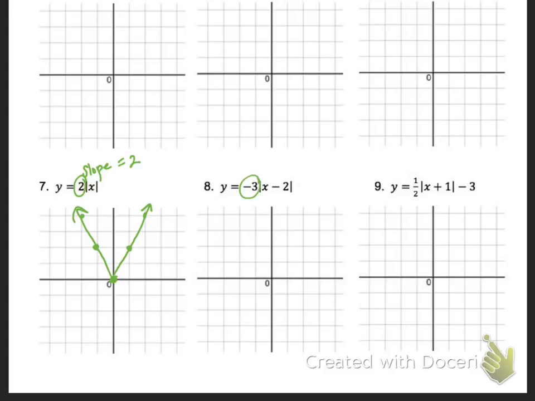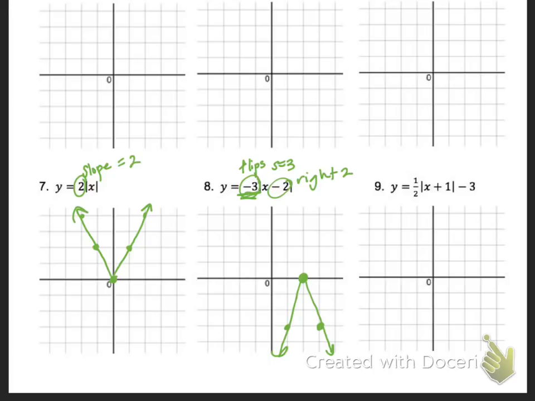Number 8, it now flips. I have a slope of 3, and it goes right 2. So I'm going to flip it first. I'm going to go right 2. Got my vertex at 2, 0. Now my slope is 3, so that means I'm going to go down 3 over 1, down 3 over 1 on each side. You could also think about putting this together. The slope is -3, so that means I'm going to be going down 3 over 1.